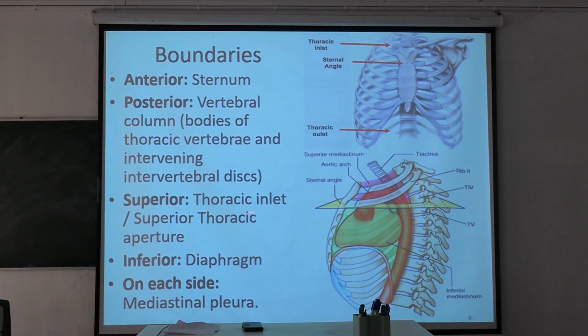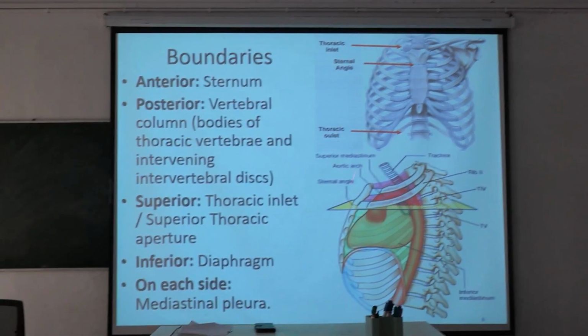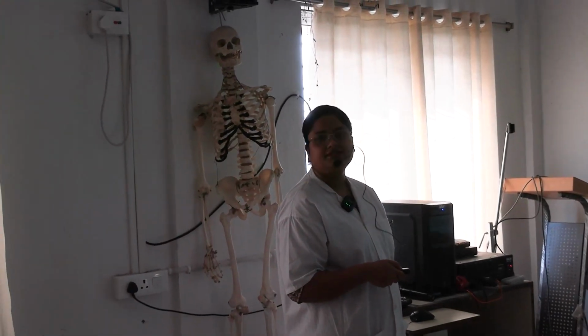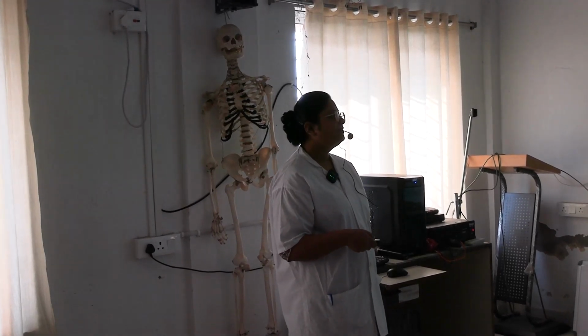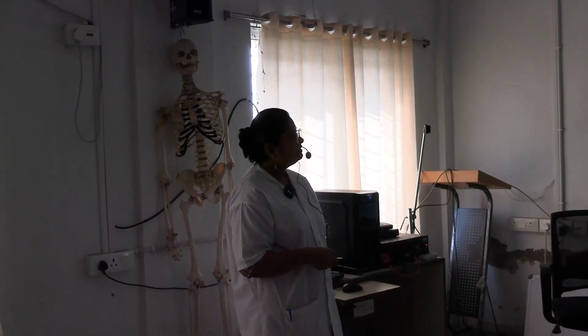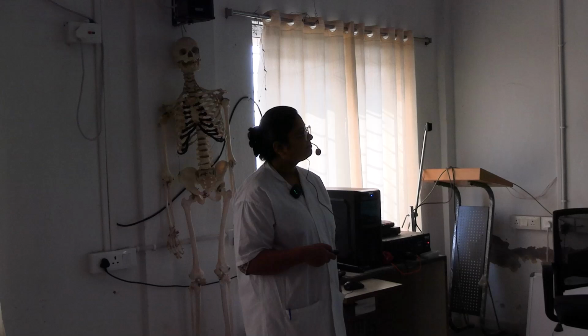Superiorly bounded by the thoracic inlet or superior thoracic aperture. Here is the thoracic inlet or superior thoracic aperture. Okay, so thoracic inlet is bounded in front by the manubrium sterni, on two sides by first rib, and posteriorly by the first thoracic vertebra. Inferiorly bounded by the diaphragm. See, this dome shaped structure is the diaphragm, and on each side lies the mediastinal pleura. So these are the boundaries of the mediastinum.